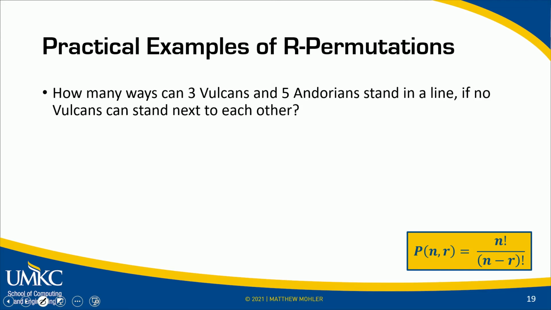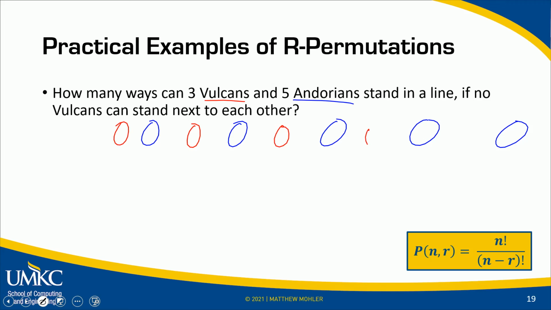So let's say that our Vulcans are going to be represented by red and the Andorians by blue, and let's draw a picture. So the first thing that we'll say is that we have our 5 Andorians that have to stand in a line. So we have 1, 2, 3, 4, 5 possible places for our Andorians to stand in this line. And then the second phase is that the Vulcans have to fit in. And so after the Andorians have formed their line, the Vulcans can fit in 1, 2, 3, 4, 5, 6 possible places in this line.